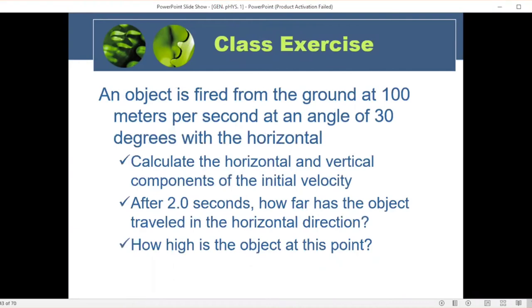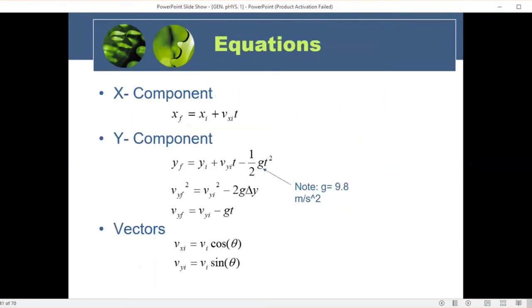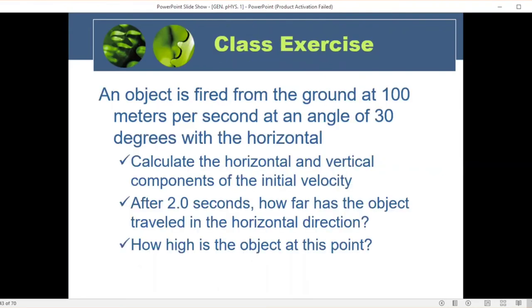Okay, an object is fired from the ground at 100 meters per second at an angle of 30 degrees with the horizontal. Calculate the horizontal and vertical components of the initial velocity. After 2.0 seconds, how far has the object traveled in the horizontal direction? And how high is the object at this point? It's up to you to use this or what I did earlier.